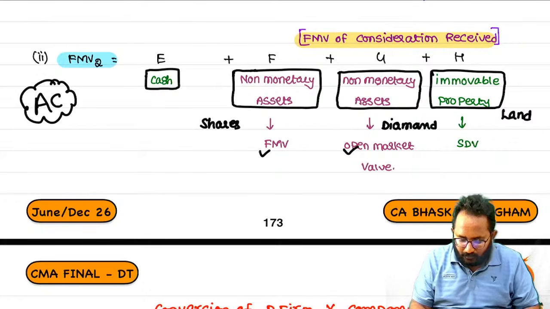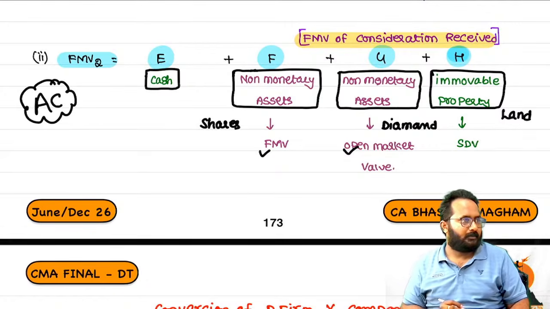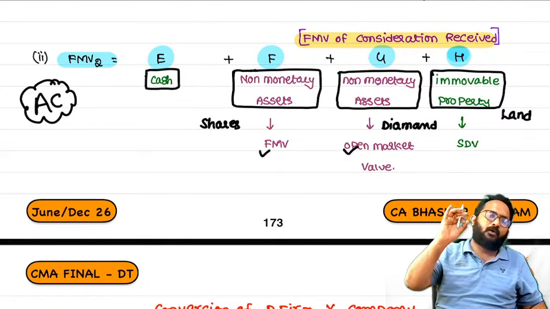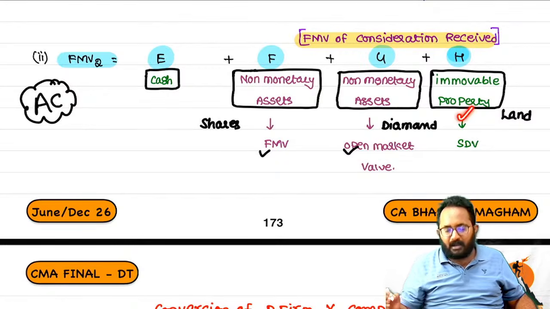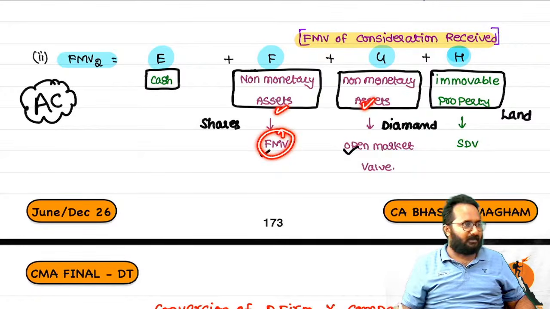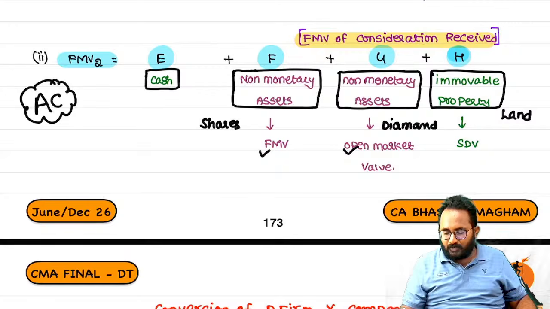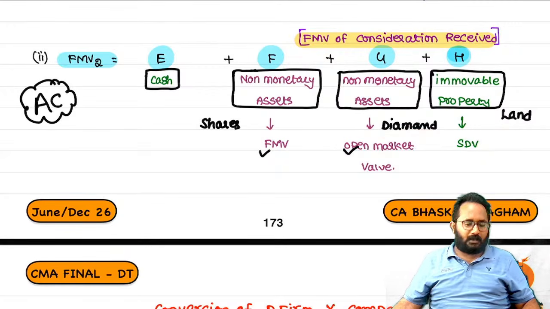That is the formula they are giving: E plus F plus G plus H. So cash, which value? Cash only. Immovable property, which value? Stamp duty value. Non-monetary assets, in some cases fair market value. If fair market value is not available, open market value. Understood? Yes.